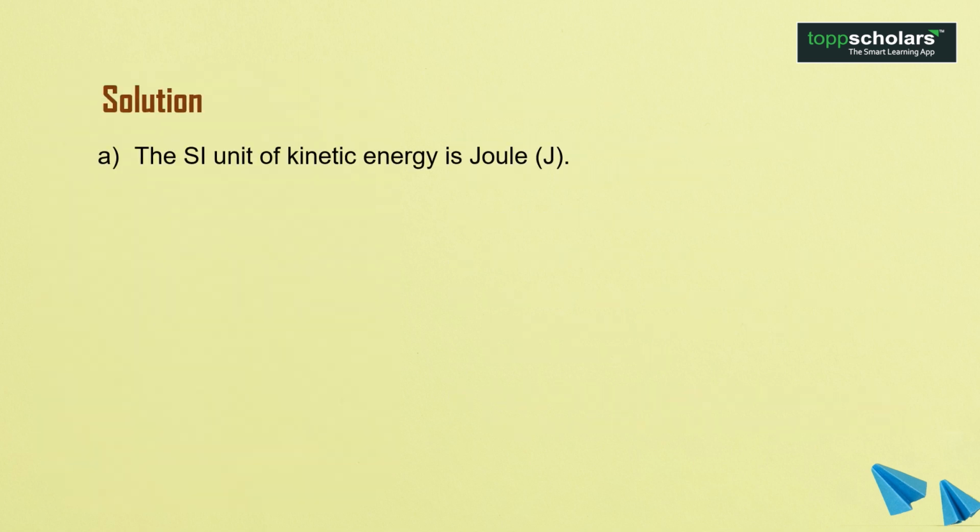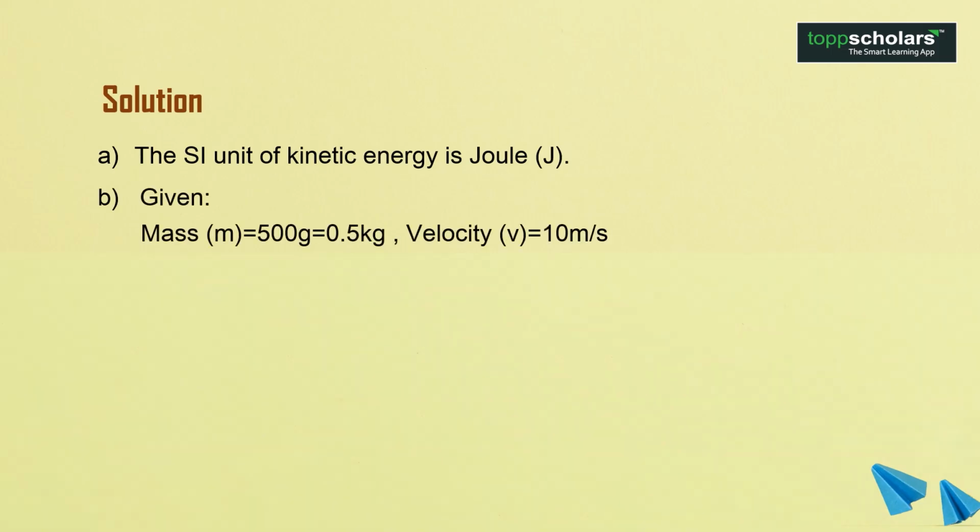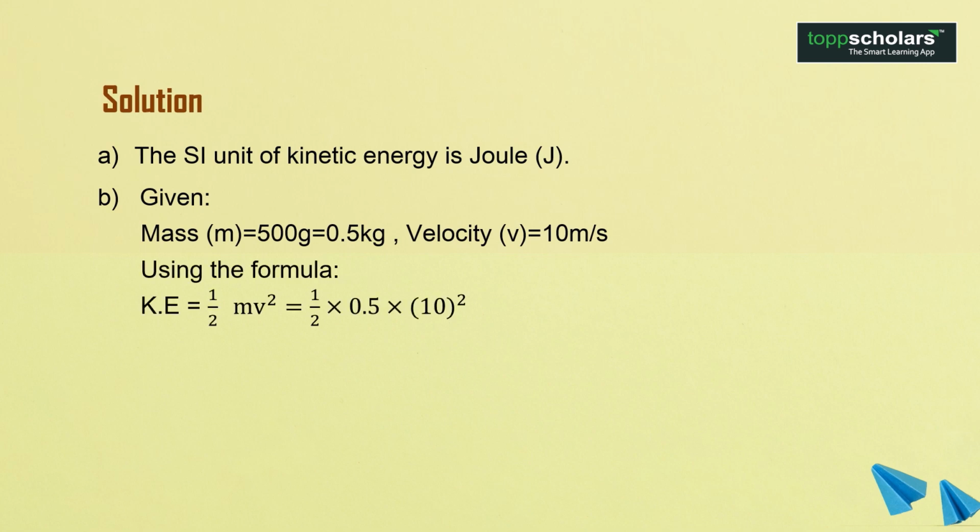Here is the solution. The SI unit of kinetic energy is joule. For part B, it is given that the mass is 500 grams, which is 0.5 kg, and the velocity is 10 meters per second. Using the formula, kinetic energy is half mv square. That gives me half multiplied by 0.5 multiplied by 10 square. That is 0.25 multiplied by 100, that is 25 joules.